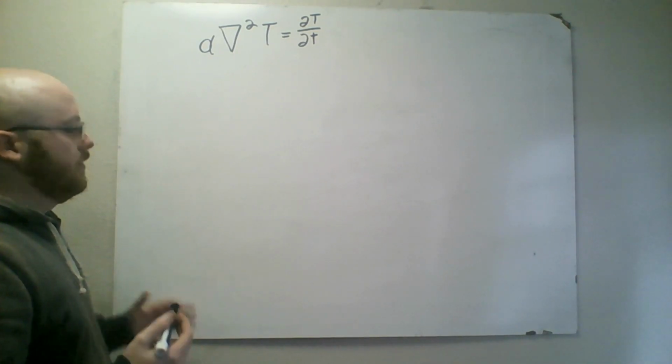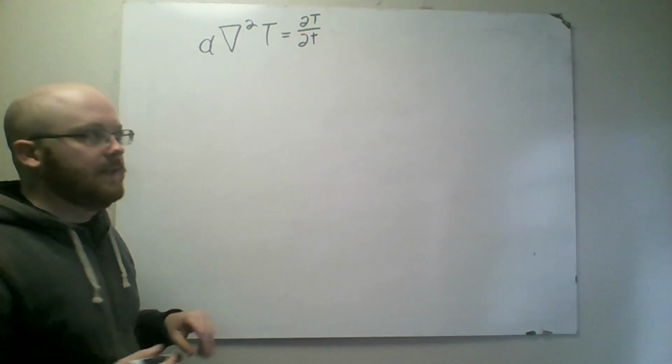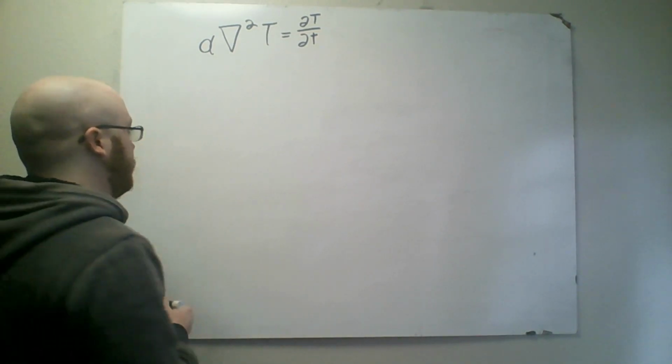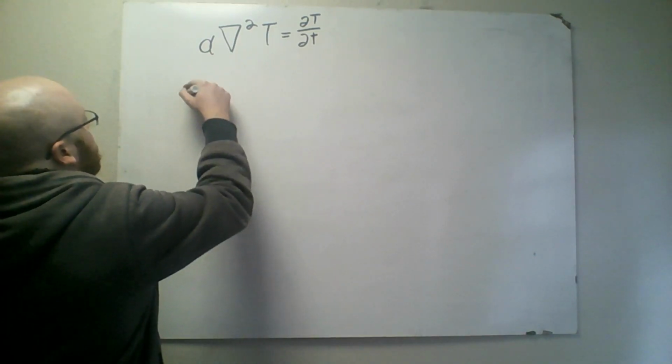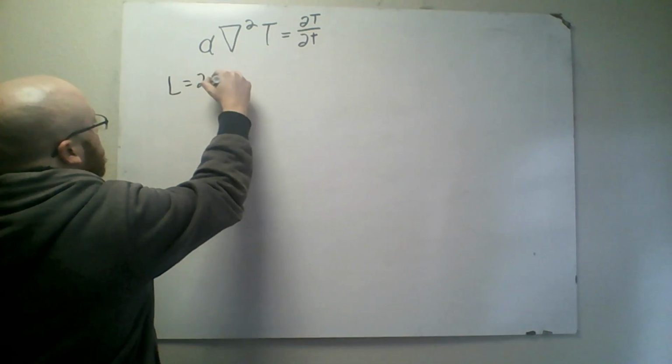So first, let's just focus on a specific problem. Let's say that I have a bar. This is the class A example. A bar that is 2 meters long.